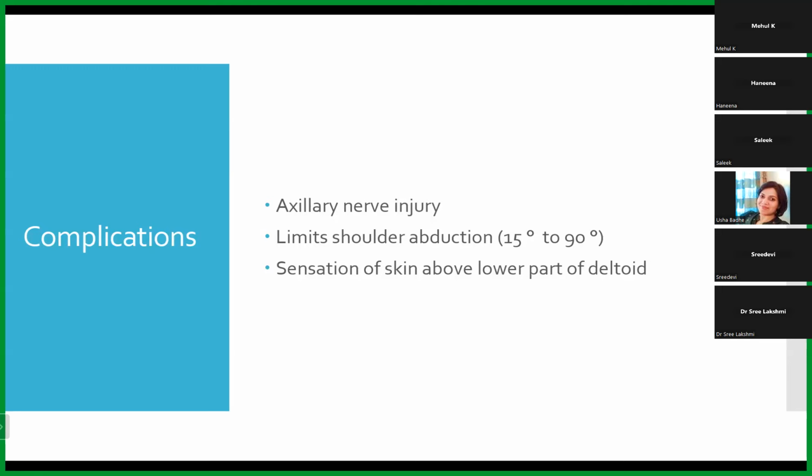One easy thing we can look for is over the lower part of the deltoid, there will be loss of sensation of skin. There's a cutaneous branch of the axillary nerve that supplies that area. Or there can be a limitation of shoulder abduction, that midway period from 15 to 90 degrees. These things should give us suspicion about axillary nerve injury.